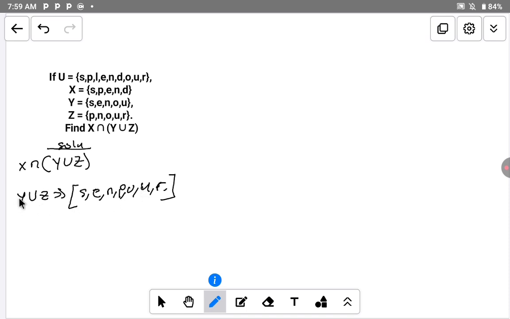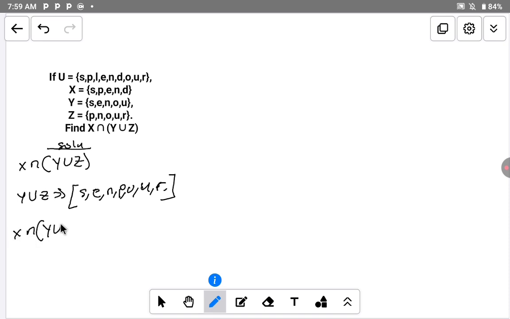That is Y union Z. These are the elements you can find in Y union Z. We have S, E, N, P, O, U, R. This is the set of elements you can have there. Now, the next thing to do is to compare them. Now let's bring back the question, we are told to find the intersection.